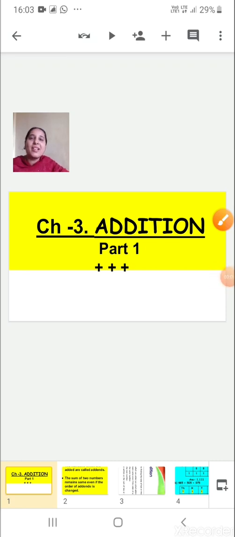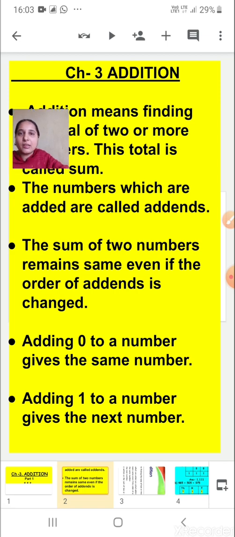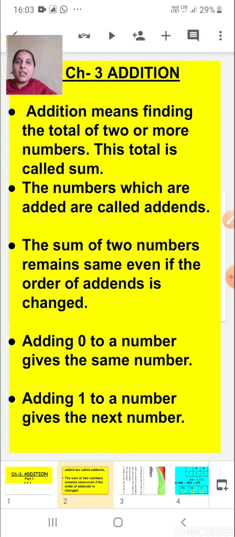Hello children. So today we will start with the new chapter, that is chapter number 3, addition. So what is addition, children? Addition means finding the total of two or more numbers. This total is called sum.